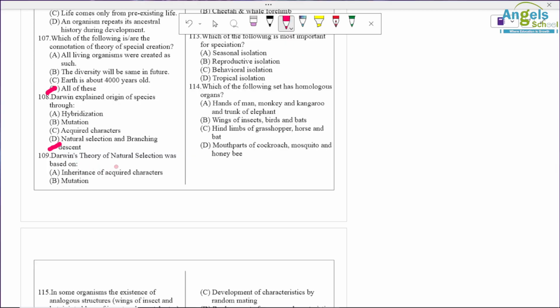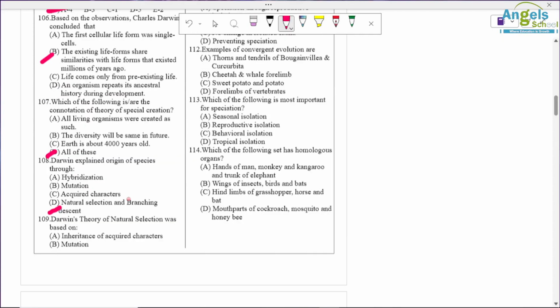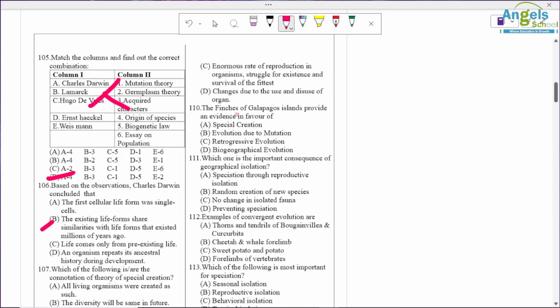Darwin's theory of natural selection was based on an enormous rate of reproduction in organisms, struggle for existence, and survival of the fittest. The finches of Galapagos Islands provide evidence in favor of biogeographical evolution.